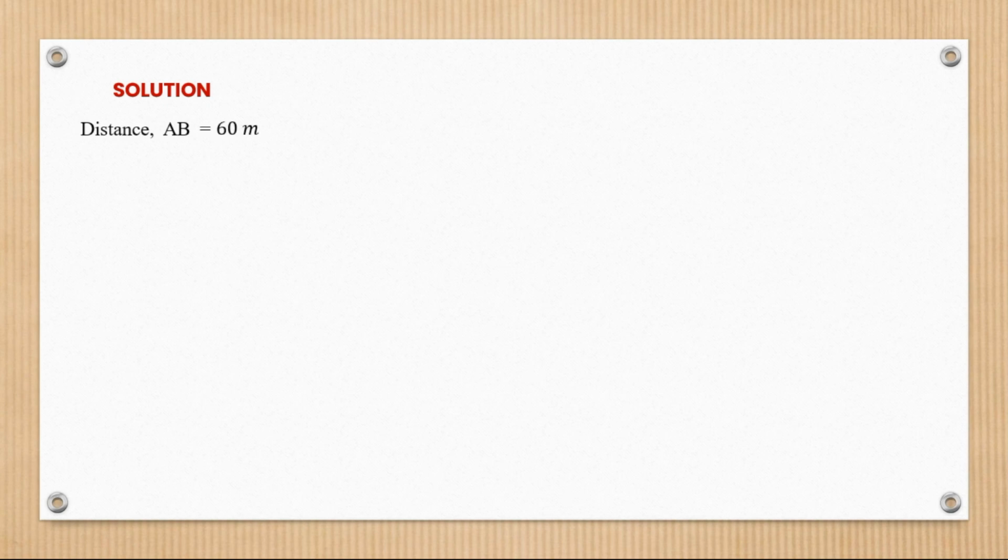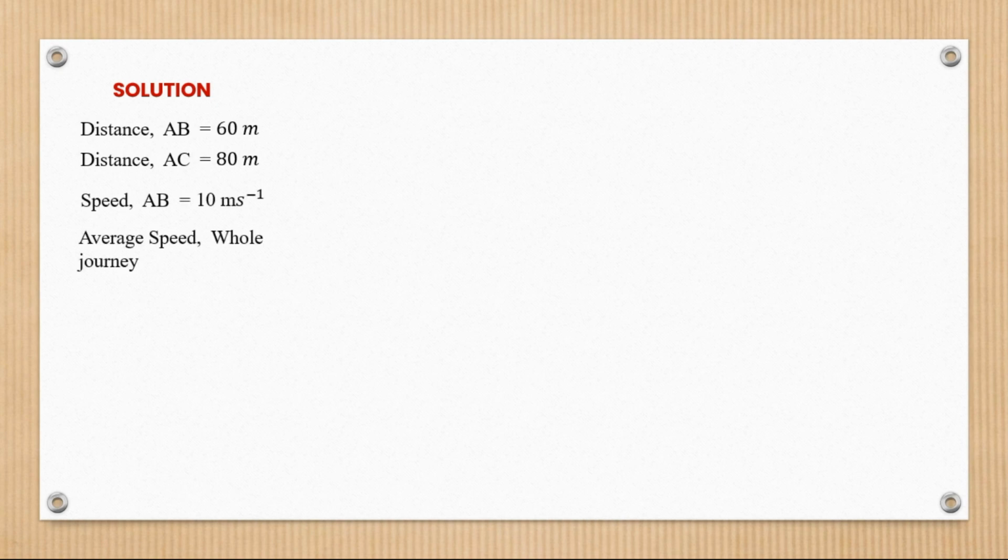So the distance AB is 60 meters, distance AC is 80 meters, speed along AB is 10 meters per second, the average speed for the whole journey has been given as 5 meters per second, and then the time BC is 4 seconds. Alright, it's going to be easier for us to work out such numbers by sketching something. So we've sketched a straight line, as you can see, and we've placed the different fixed points A, B, and C. And then we're going to label.